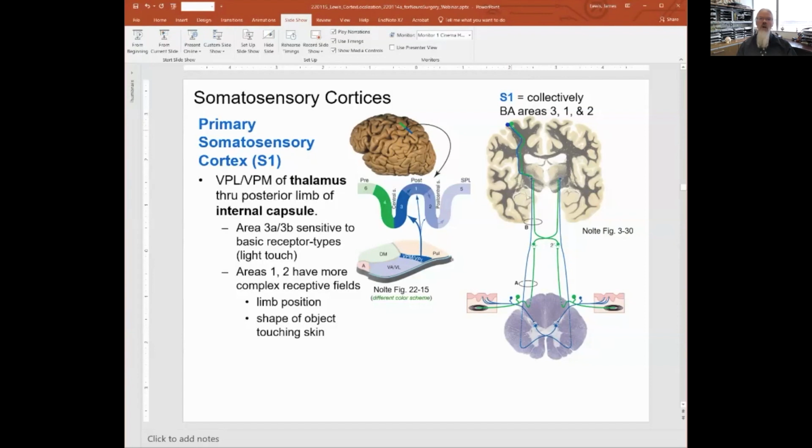And in primary somatosensory cortex, whether you feel pain or light touch or deep pressure, that primary sensory cortex is saying, oh, here's where I'm feeling it. It's going to localize where that sensation is on your body. And so the neurons up in here are going to have sensitivity to light touch. And as you get to areas 1 and 2, then you get a little bit more association going on, and you have more complex receptive fields, such as the limb's position and the shape of an object. When you're touching with your skin, you can determine some shape, features, and so forth as you go from 3 to 1 to 2.